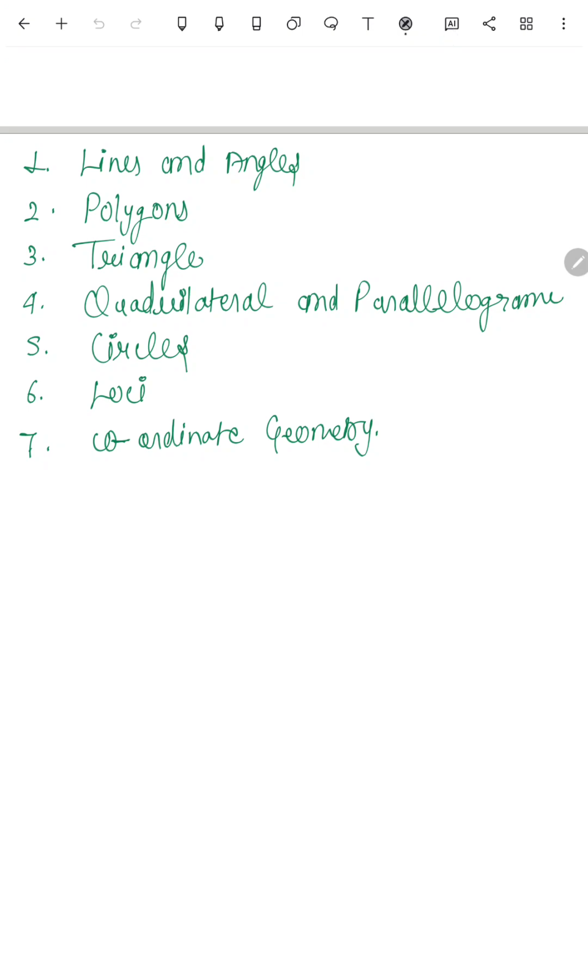These are the topics of geometry that are very relevant from the point of view of the UPSC CDS examination. First is lines and angles, then polygon, triangle, quadrilateral and parallelogram, circle, loci, and coordinate geometry. Friends, for explaining to you, I am using the book of S. Chand. You can use previous year questions or any book, but the thing that matters is your practice. Let's start with the next one.